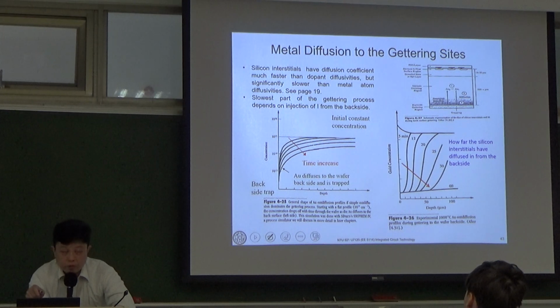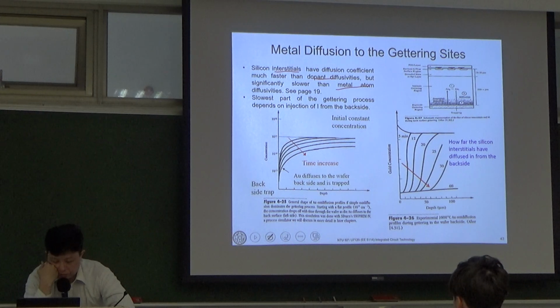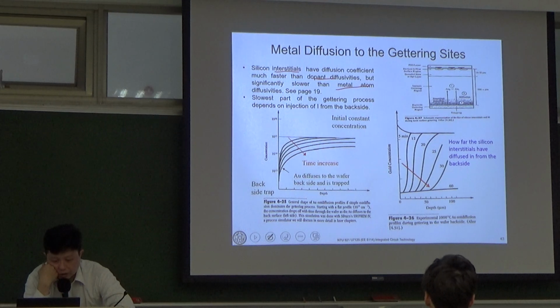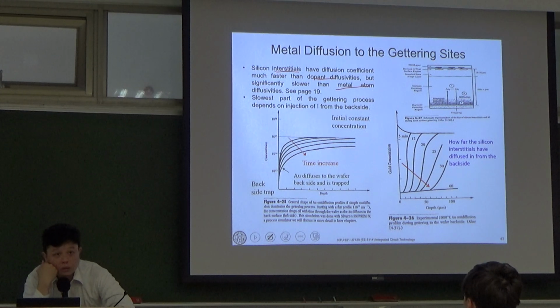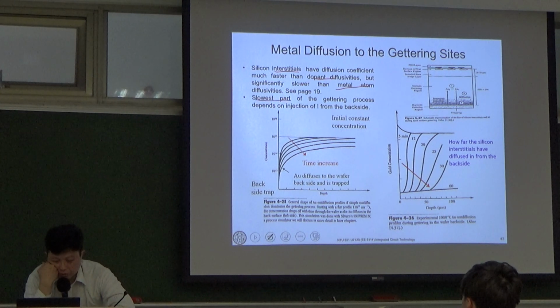And remember the previous figures show that the silicon interstitial actually moves faster than the dopant, right? But it is still significantly slower than the metal atoms. The previous page we just showed that. So which one will be the dominant process in this gathering? In this gathering process, the slowest one will be the bottleneck of this process.